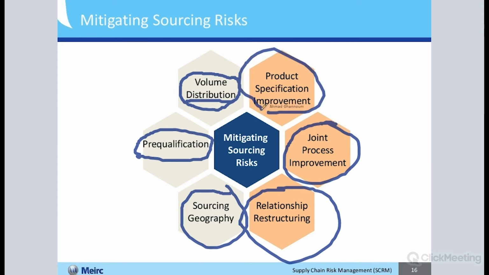And finally, product specification improvement. If you are dealing with raw material that is very limited, that is very rare, that is only supplied by one or two suppliers, try to change your product so that you're not really dependent on one or two vendors. You want to reduce the risk associated with sourcing the product over here.